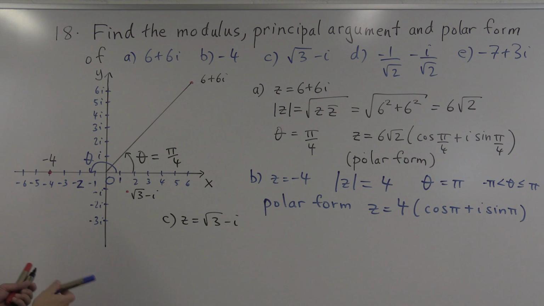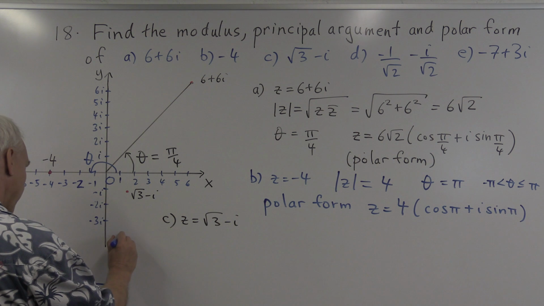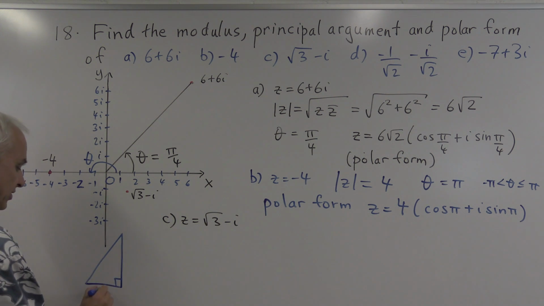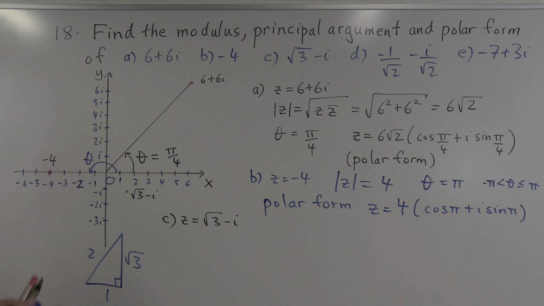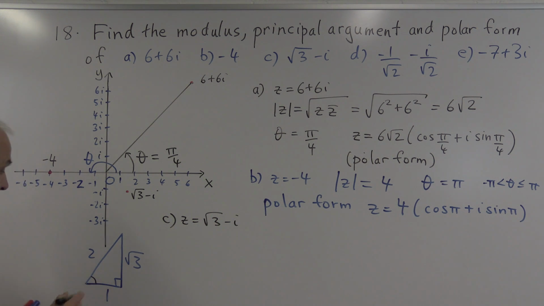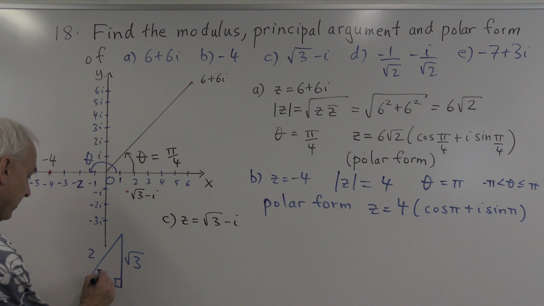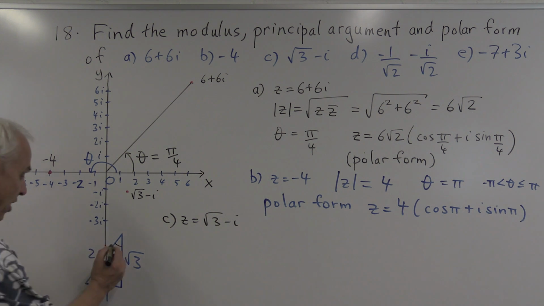So I'll just remind you of this basic triangle that comes up in this kind of situation quite a lot. The 1, 2, root 3 triangle. Okay? So if you have a right triangle with sides 1, 2, and root 3, this is a very familiar triangle because it's basically half of an equilateral triangle. And then this angle here is 60 degrees or pi on 3. And this angle here is 30 degrees or pi on 6.